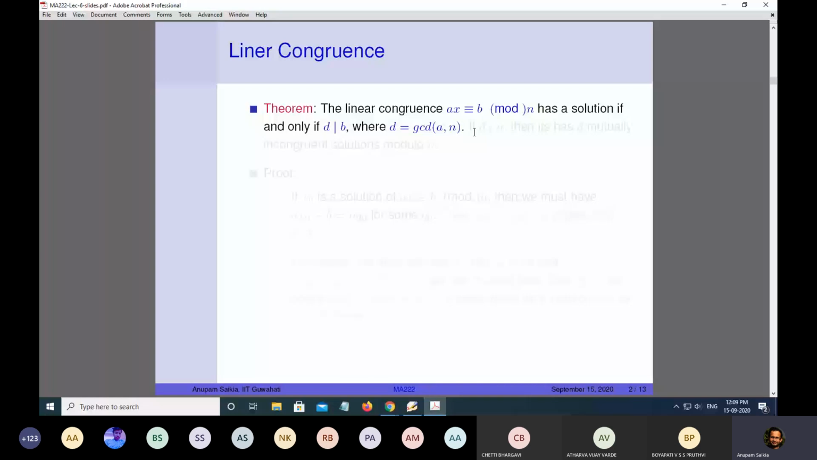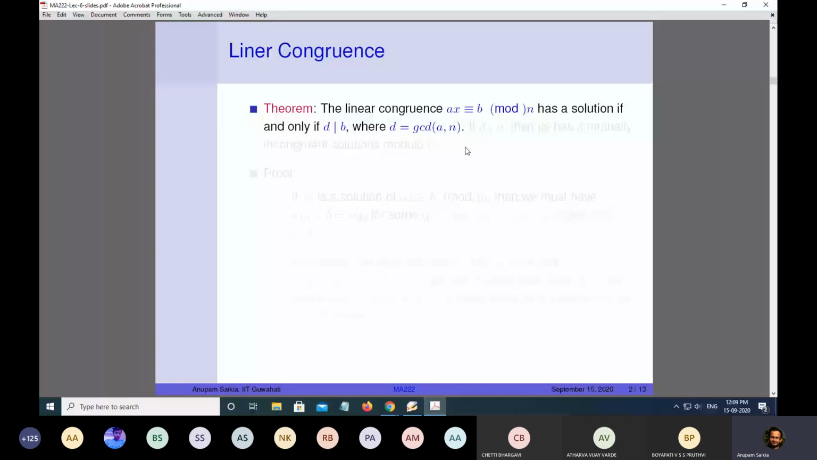And then how many solutions are there? Because when you solve an equation, two questions are important: existence of solution and uniqueness of solution, or how many solutions there are. Of course, if it had been an equation in, say, rational numbers, AX equal to B, we know that it is a unique solution. But modulo N, this need not be a unique solution. It will have D distinct solutions.